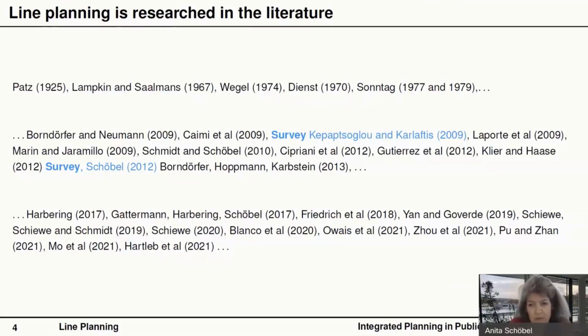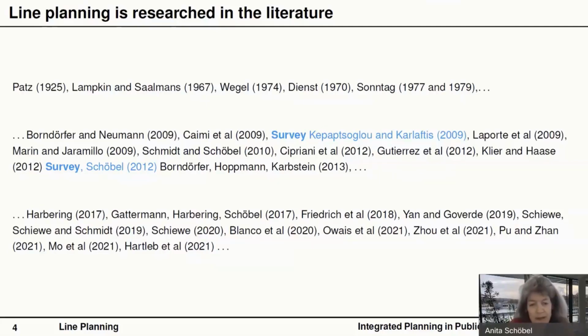Both papers summarize research that has been done until this time, and I'm not aware of any later survey articles, but research still continued. I can easily track how many people are working on that, because a lot of people cite my overview article, and if I look at the citations, I automatically get a lot of new work, and I added some of them. This just shows that line planning is still interesting and many people work on it.